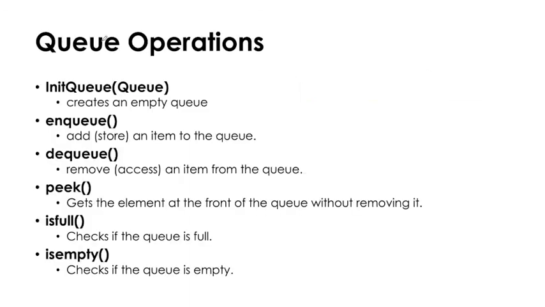So these are the queue operations. We have init queue, which creates an empty queue, enqueue, that adds or stores an item to the queue, dequeue, which removes an item from the queue, and peek, which gets the element at the front of the queue without removing it, and then is full, to check if the queue is full, and is empty, to check if the queue is empty.